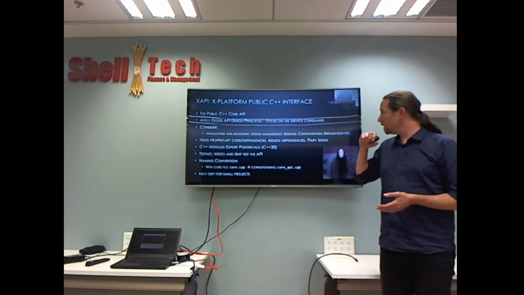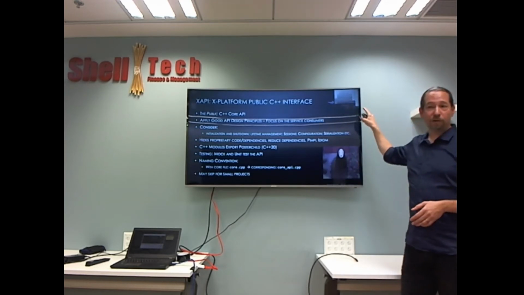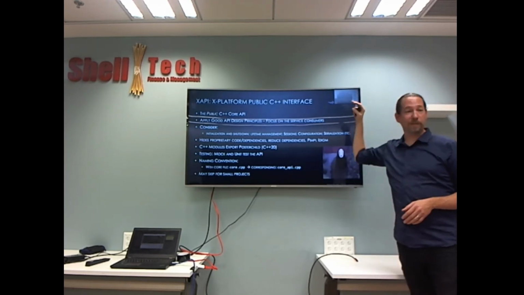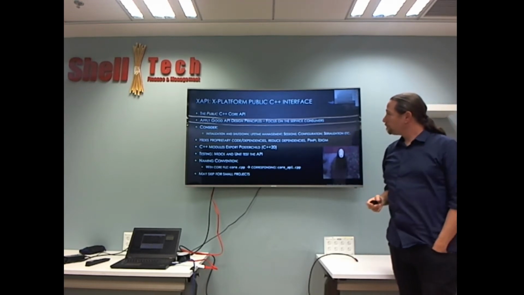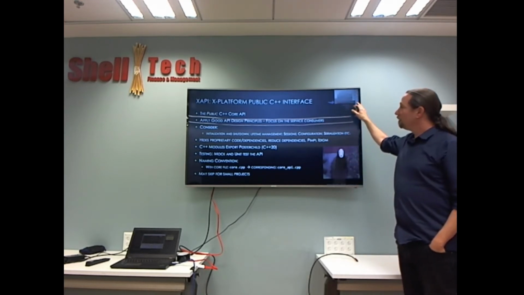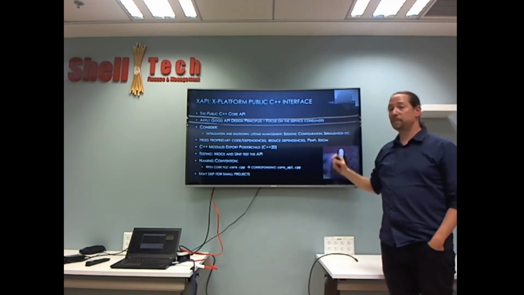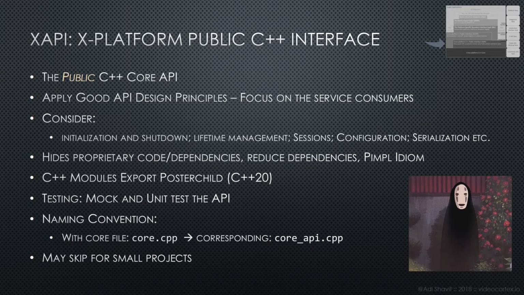Now, let's move on. Here we see the same diagram again. We're going to be rising up in our levels. So the second layer is what I call the cross-platform public C++ interface. This is a bit of a subtle layer, because this is the C++ API, and here I think the word API is more important than SDK. This is where the distinction happens, because here we're thinking about the design principles that focus on the consumers.